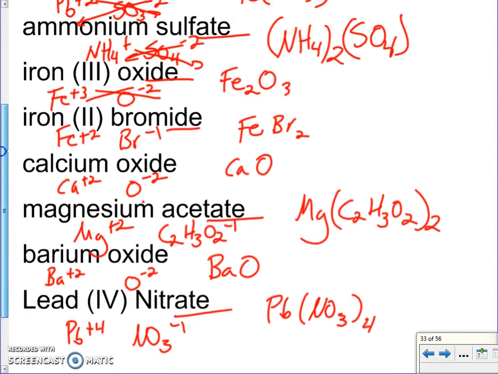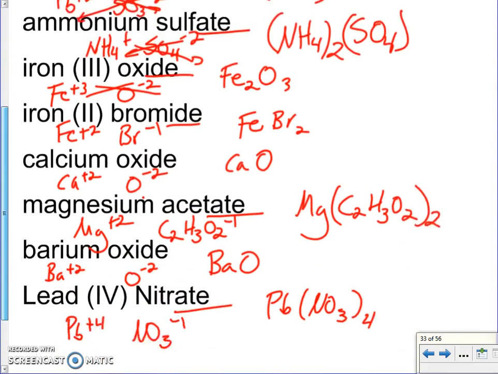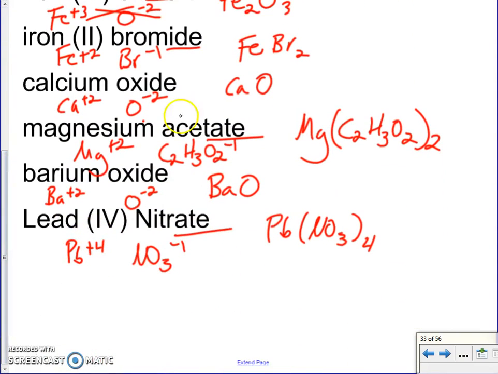You're going to continue practicing that for the next couple days in class. And you do have a quiz on Friday over all ionic compounds, and it will look something like this, where you have a bunch of names that you have to write out the formula for, and a bunch of formulas you have to write out the names for.